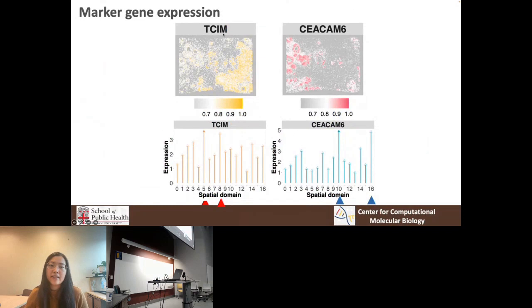For example, we found that TCM is a candidate breast cancer oncogene associated with the beta-catenin pathway that elevates the invasive behavior of cancer cells. It is highly enriched in domains 5 and 8, which correspond to the invasive ductal carcinoma regions. Meanwhile, the CEACAM6 gene is a marker with high expression in ductal carcinoma in situ regions, and we found that its enrichment is higher in domains 10 and 16, corresponding to the ductal carcinoma in situ regions, and much higher than in the invasive regions.